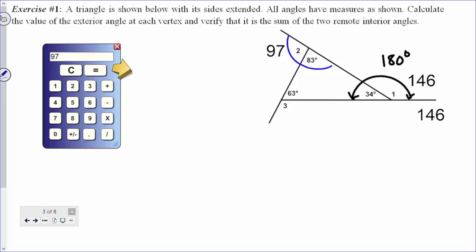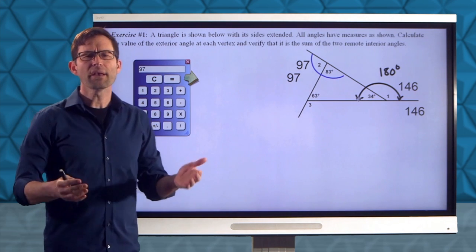It's got to be 97. Now what I'd like to do is take these two angles, that 63-degree angle and that 34-degree angle, add them together, and I also get 97. And again, it makes sense.